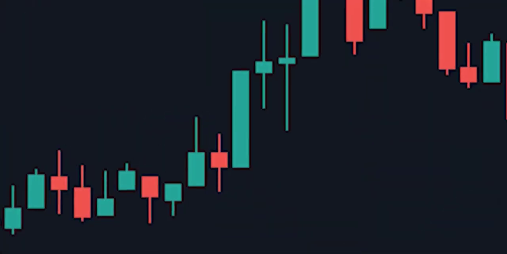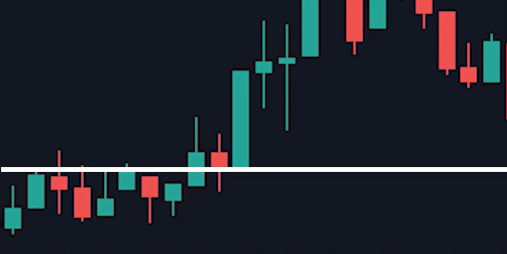This is exactly why this specific candle had such a strong close. Whenever you see a green candle like this, it's an extremely bullish sign and also is a great mark for a support or resistance level.